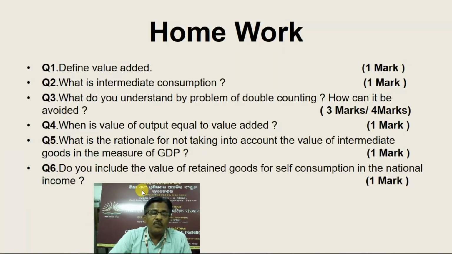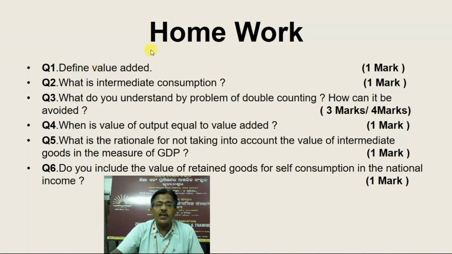Then for all of you, there are some questions as homework. Define value added. What is intermediate consumption? What do you understand by the problem of double counting? How can it be avoided? When is value of output equal to value added? What is the rationale for not taking into account the value of intermediate goods in the measure of GDP, that is gross domestic product? Do you include the value of retained goods for self-consumption in the national income?